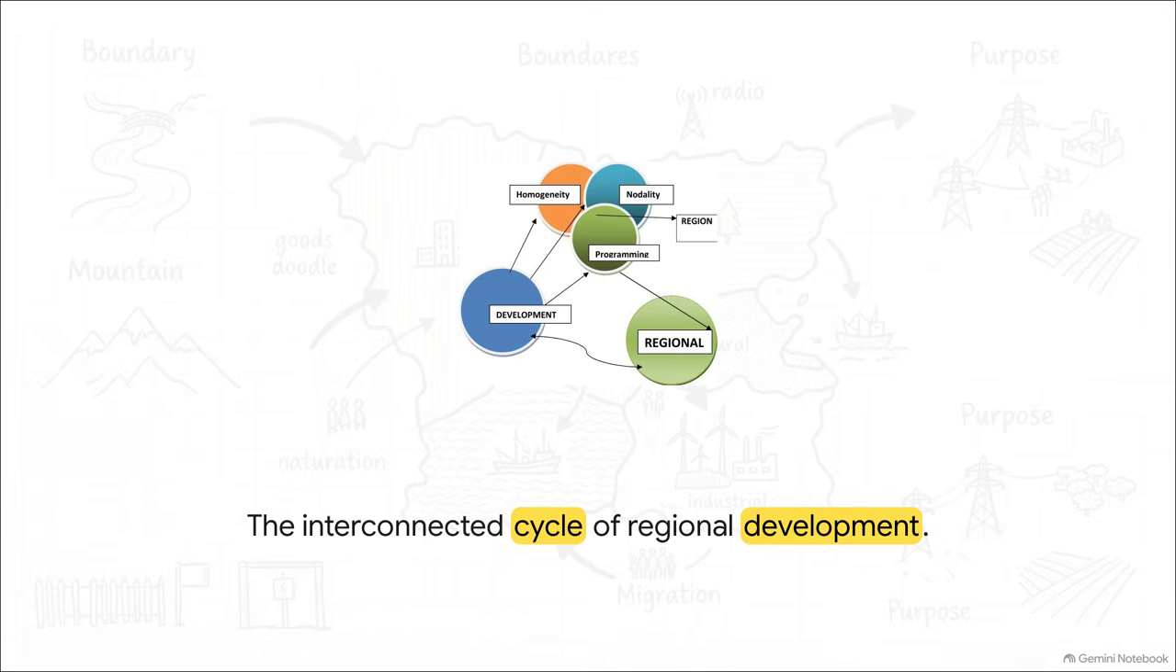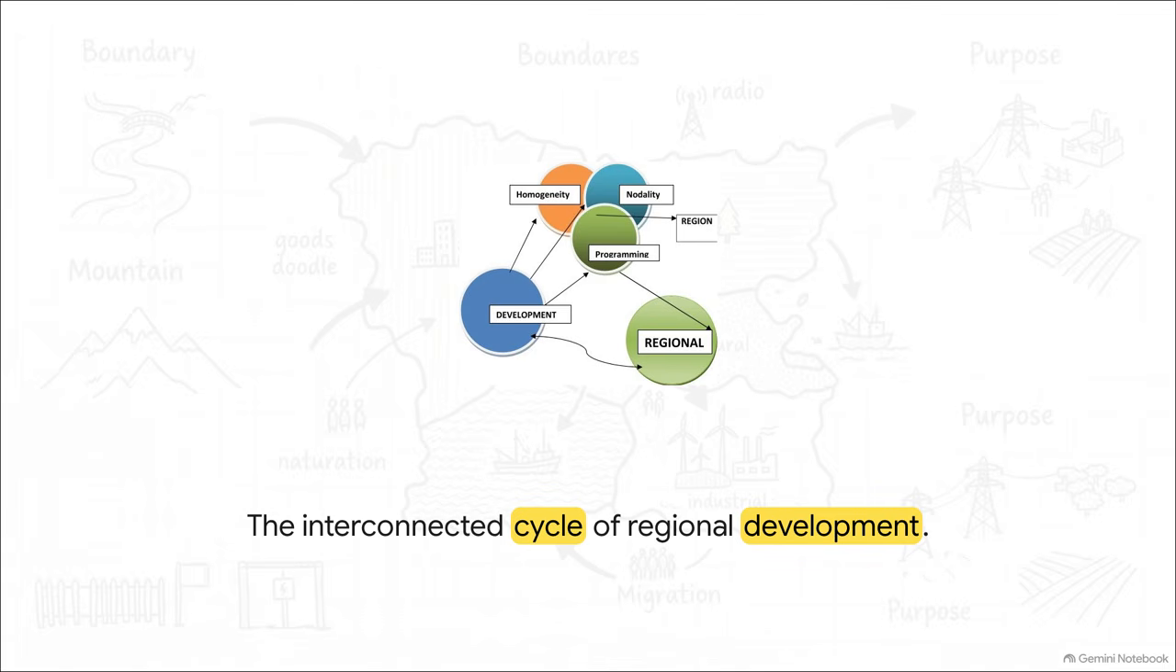Foundational traits like homogeneity and nodality flow directly into defining a region. Interlocking with that is programming, which is the deliberate planning aspect we just talked about. That programming directs its energy into the regional sphere, pushing directly into real-world development. And here is the ultimate twist. That new development feeds right back into the system, fundamentally altering the region's original traits. The way we draw the lines drives development, and that development turns around and redefines the region all over again.